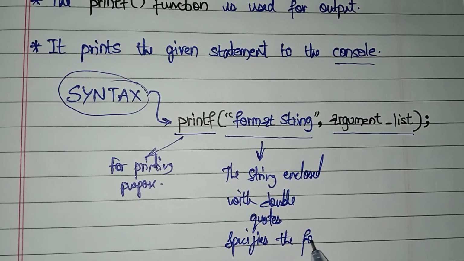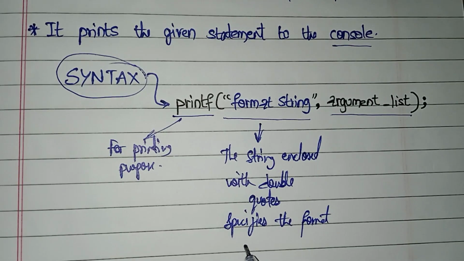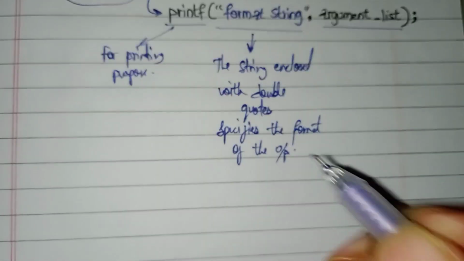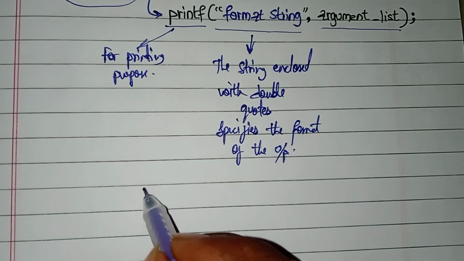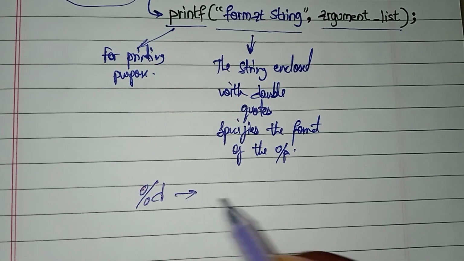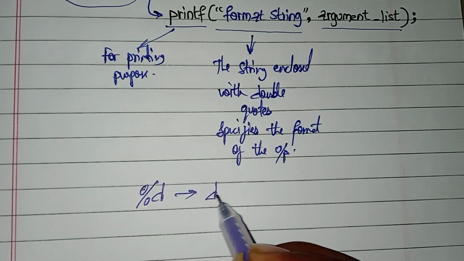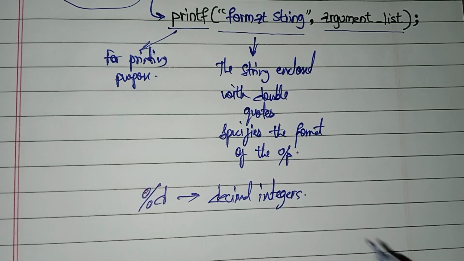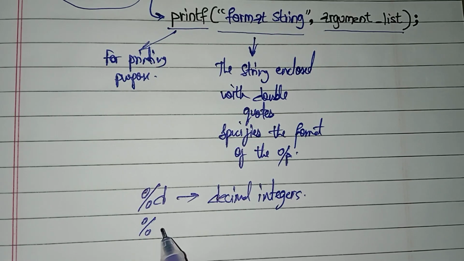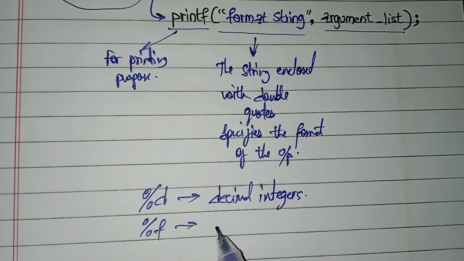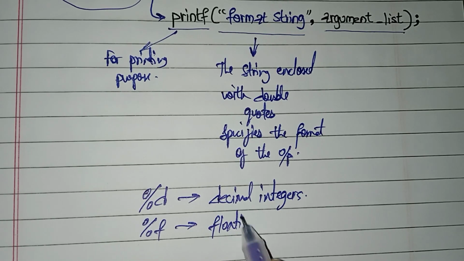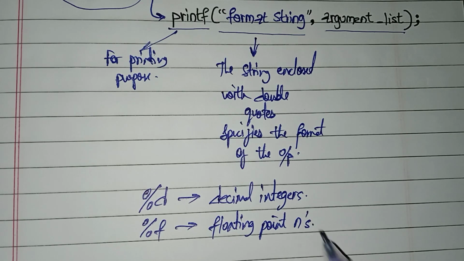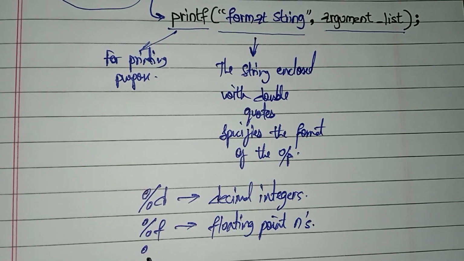There are so many formats. For example, let's take %d. %d is used to represent decimal integers. Next, coming to %f. This is used to represent a floating point number. A floating point number is nothing but a decimal number, for example 3.14 or the pi value.